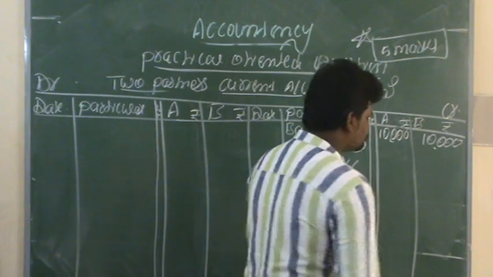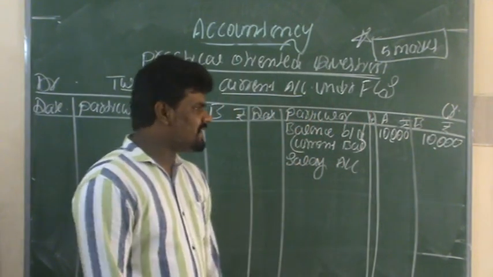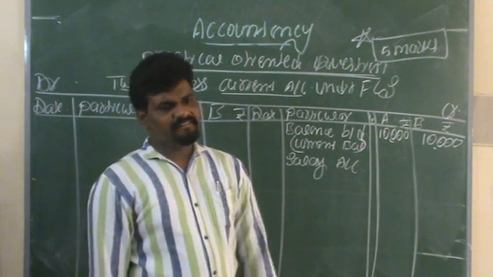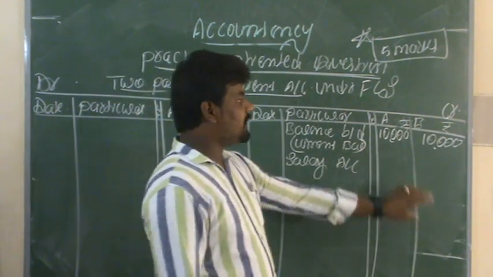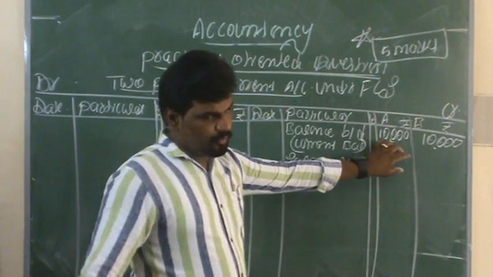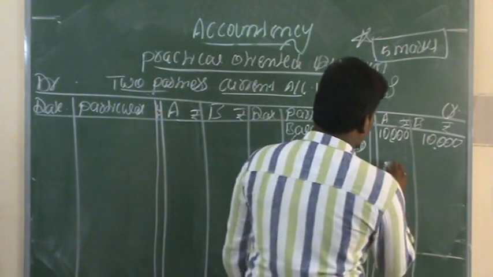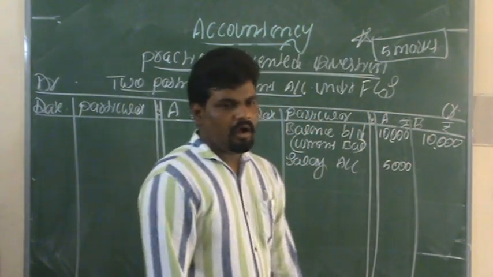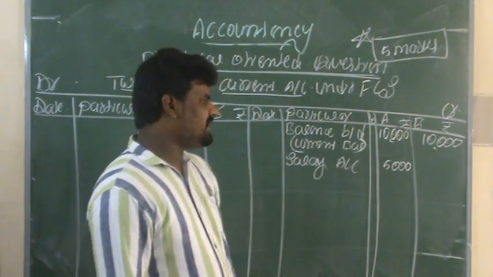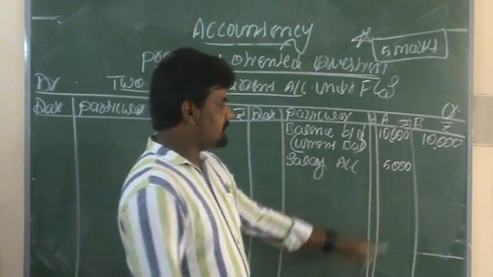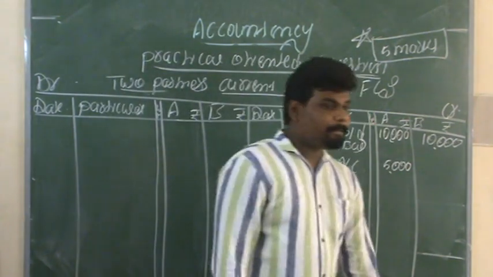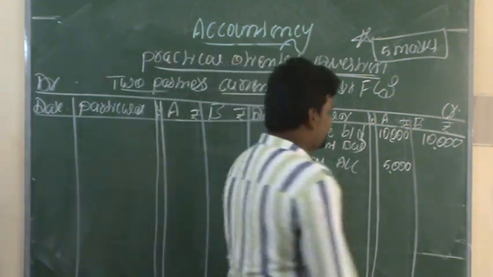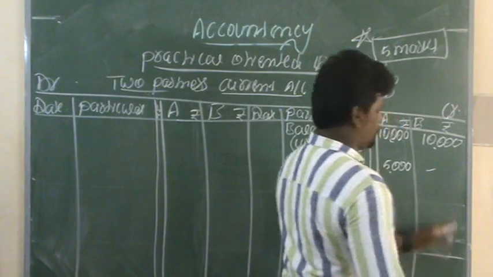salary account. Suppose salary we are allotting only to the partners. At that time we can record it only in that particular person's amount column. Suppose the annual salary may be 5,000. Annual salary of rupees 5,000 on that day we can record only in that particular person's amount column. But in the other column we just have to give a space.